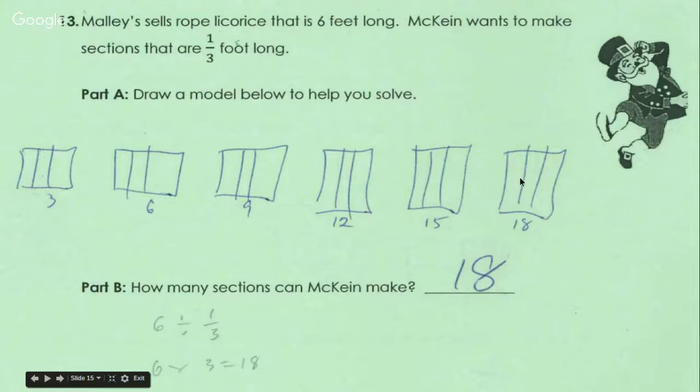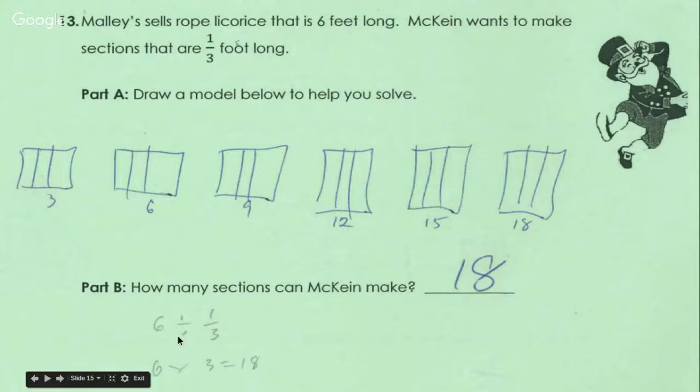Now, I drew each foot of licorice separately. It probably would be better to draw connected, but I've got 1, 2, 3, 4, 5, 6 boxes. That indicates the 6 feet. I like to draw them separately because then when I'm dividing it into thirds, I can cut them each into their own 3 pieces. So I've got 1, 2, 3 thirds in my first foot, 1, 2, 3 thirds in my second foot, third foot, fourth foot, fifth foot, sixth foot. The problem that we're actually solving is 6 divided by 1/3. 6 feet of rope licorice cut into third foot pieces.